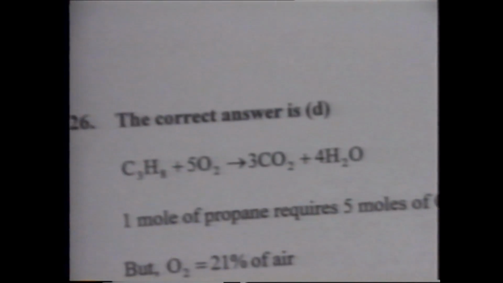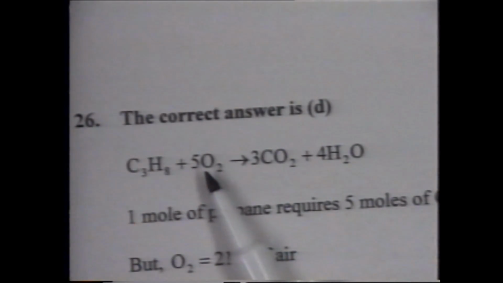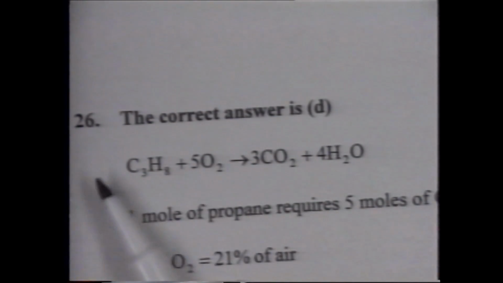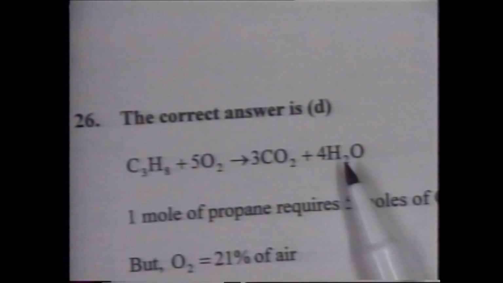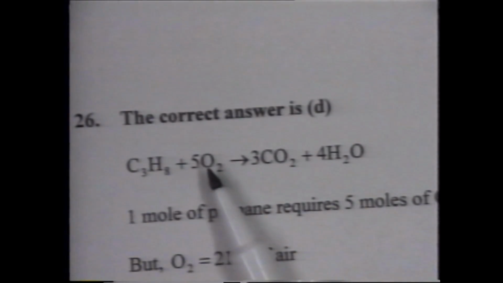So how do we go about solving this problem? Well, first and foremost, we've got to balance the chemical reaction. And there's the formula for propane, C3H8. We add the oxygen that's required, and it's going to give us 3 carbon dioxides, and 8 hydrogens give us 4 H2Os. We add the oxygen back up, and we have 5 of them. So there's our balanced chemical reaction.